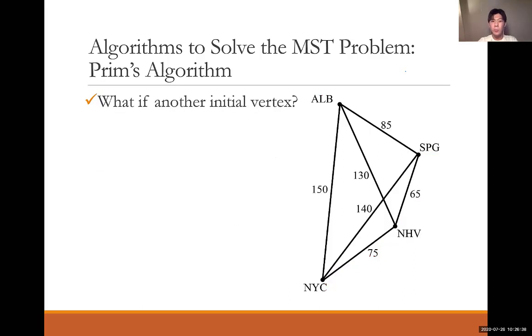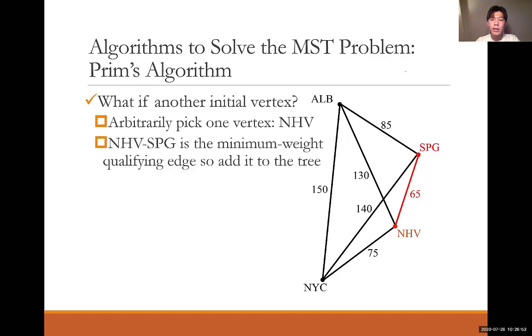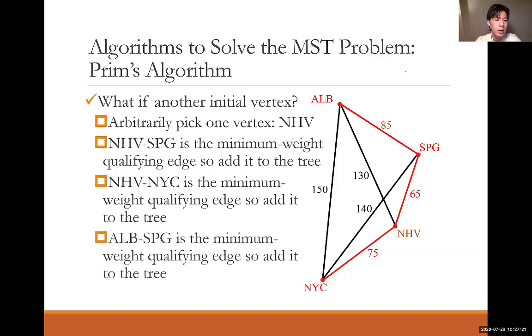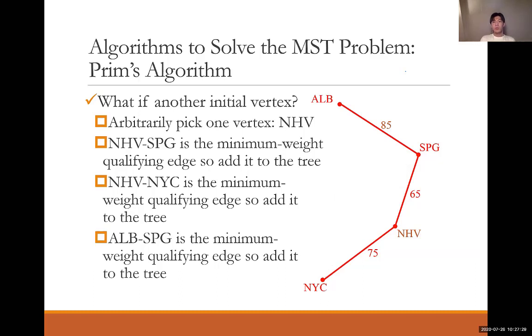So what if we pick another initial vertex rather than Albany? For example, we can pick New Haven this time, and then we will go through the steps again. We will see that the edges connecting to New Haven weigh 65, 75, and 130 respectively, and we will pick the one with 65. Then we will consider all the edges connecting New Haven or Springfield to Albany or New York City, and we pick the minimum one, which is 75, the edge between New Haven and New York City. Finally, we will pick the last edge, the edge between Springfield and Albany. And again, this gives us the same tree in this example.